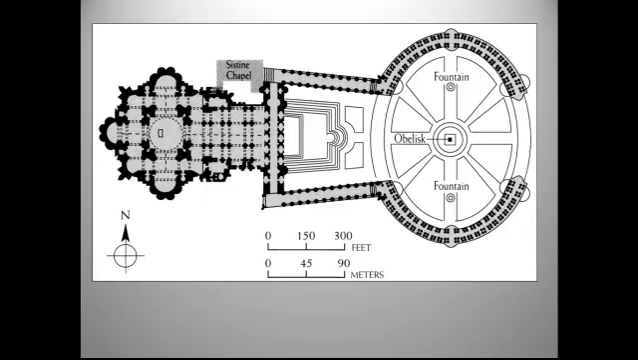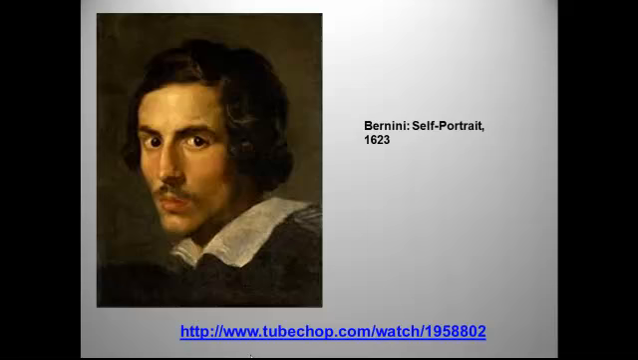The architect who designed this piazza and the canopy over the tomb of St. Peter was also the chief sculptor of the Counter-Reformation. He's a towering artistic figure, shows up on the AP art history exam all the time, and somebody you should know, even for reasons beyond the AP art history exam. So his name was Gian Lorenzo Bernini.